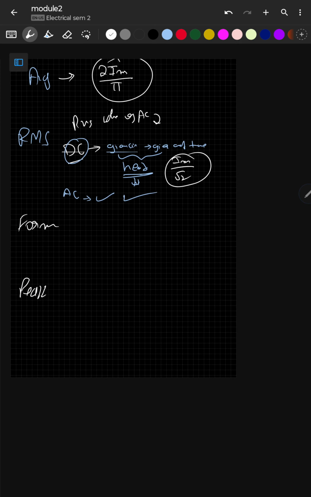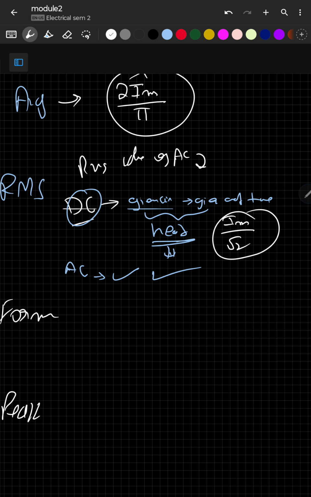Now form factor and peak factor. Form factor, you have to remember, RMS is at the top. It is defined as the ratio of the RMS value to the average value of an alternating quantity, RMS value by average value.